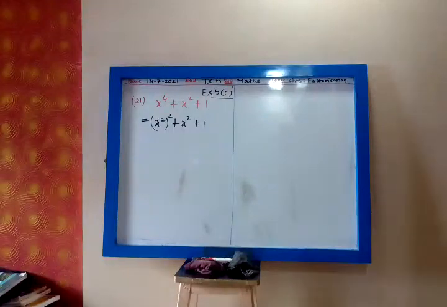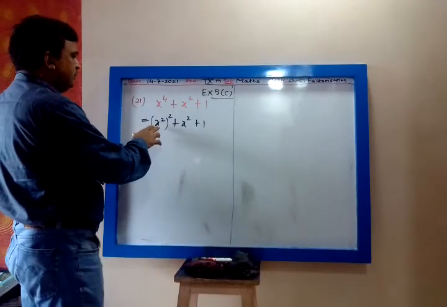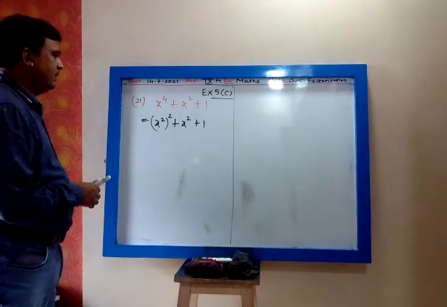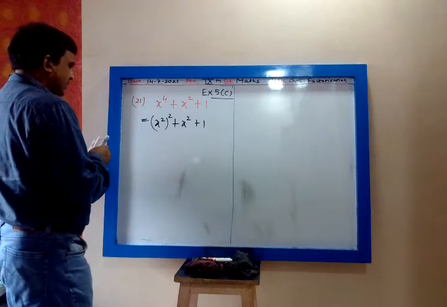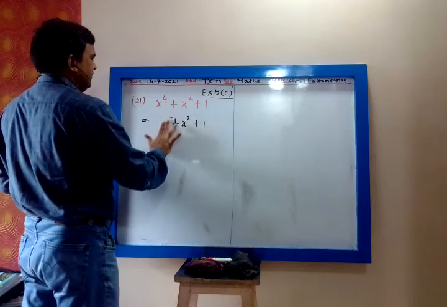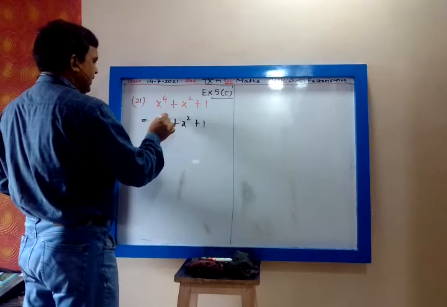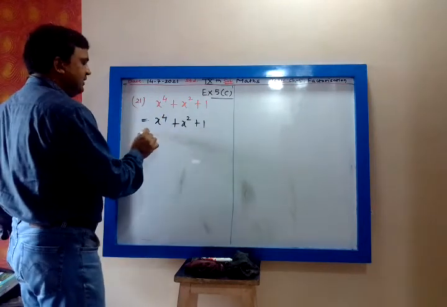x square square. Now you take x square is equal to 1. Okay. Take x raised to 4, x square, x plus 1. Okay. Or let me do one more method. This I can write x raised to 4. Yes. So let me split the middle term.